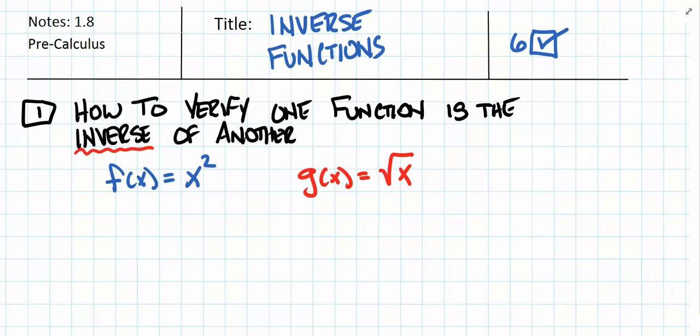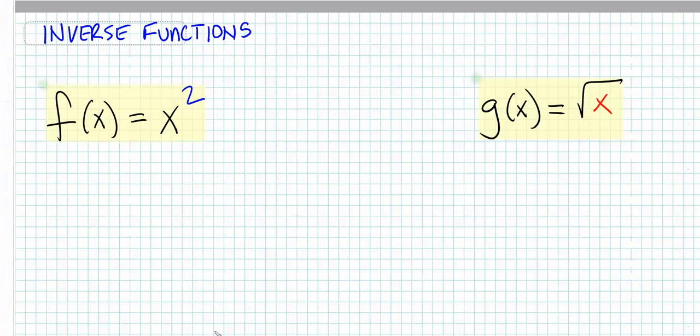So what do you guys already know about inverse functions? Nothing at all? They're opposites? Okay, so I'm assuming that we don't really know a whole lot about inverse functions, and that's fine. So to begin with, I just want to play around a little bit.